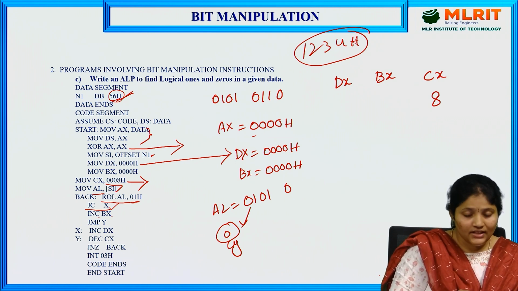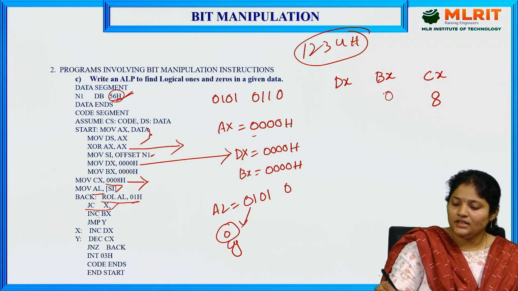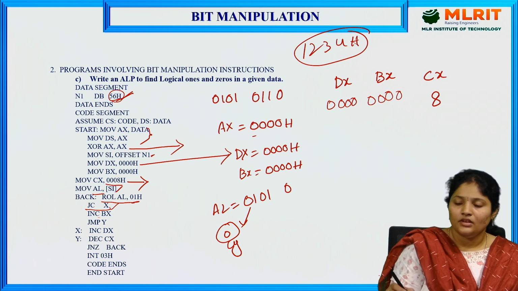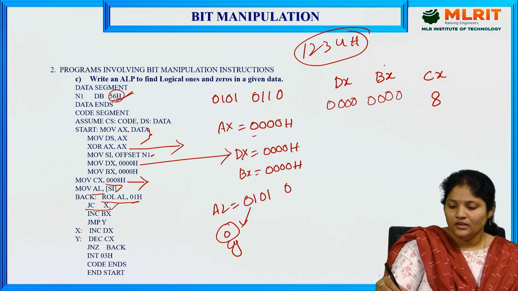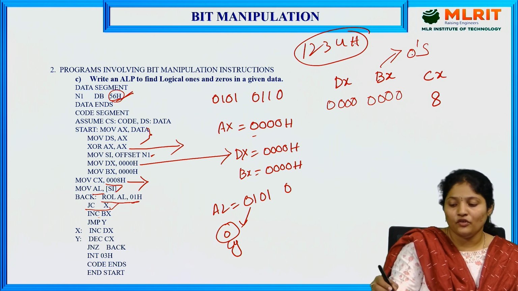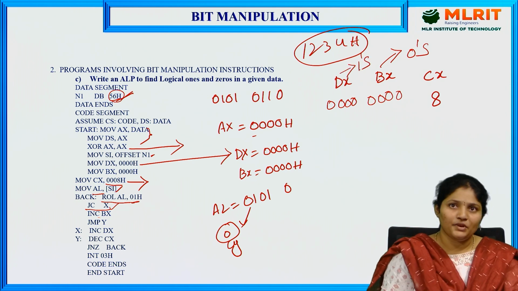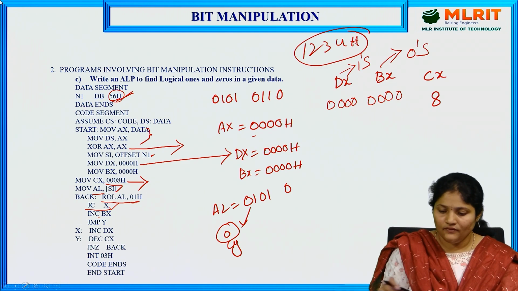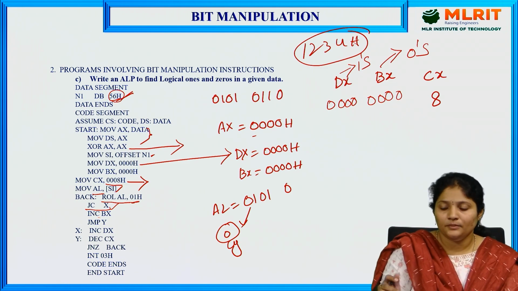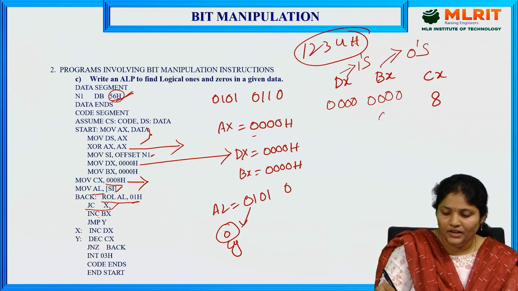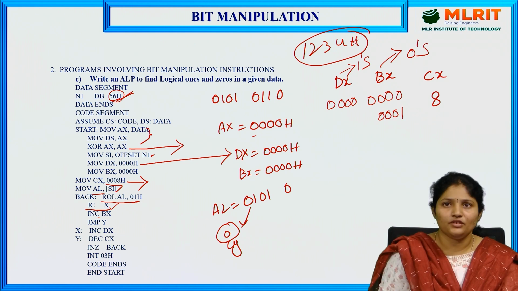The next instruction is increment BX. So the BX register will be incremented. The previous BX register was all zeros, so it will be incremented by 1. This is the register used to hold the number of zeros, and the other is the register used to hold the number of ones. So the BX register will be incremented and become 0001.